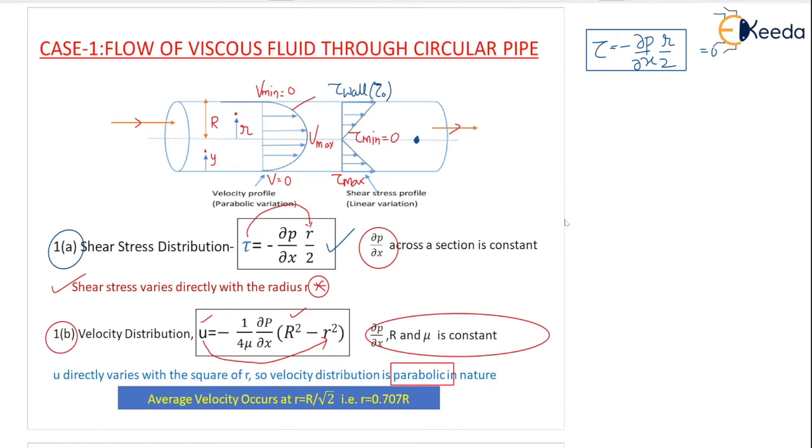And the most important question I want to tell you, what is the formula of Reynolds number, sir? Reynolds number is rho v d by mu. And you know that what is v here? V is your average velocity, correct? Average velocity.